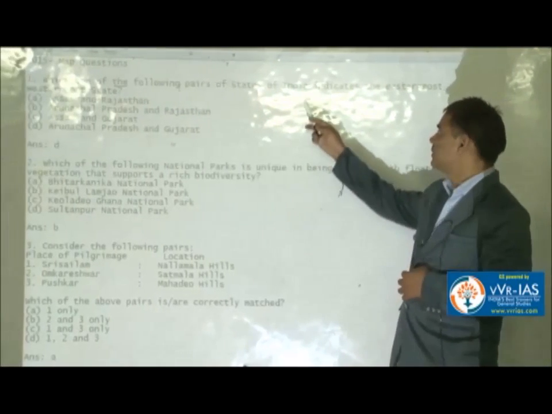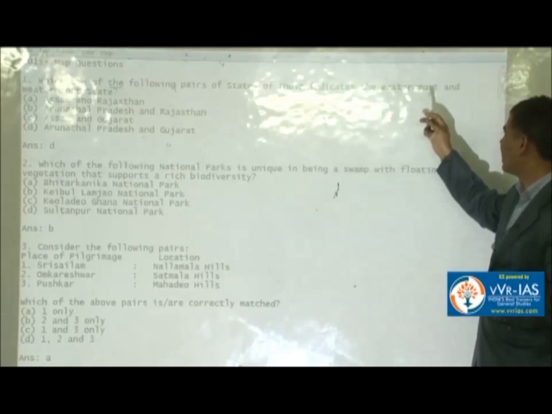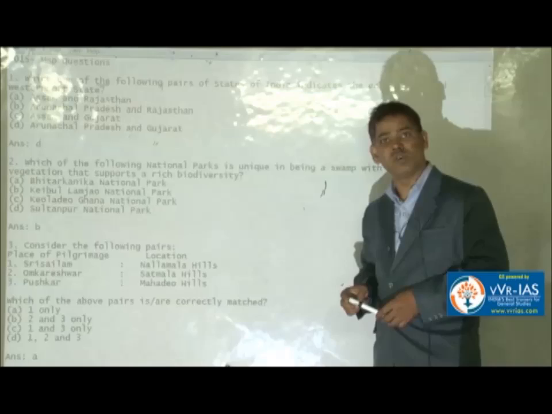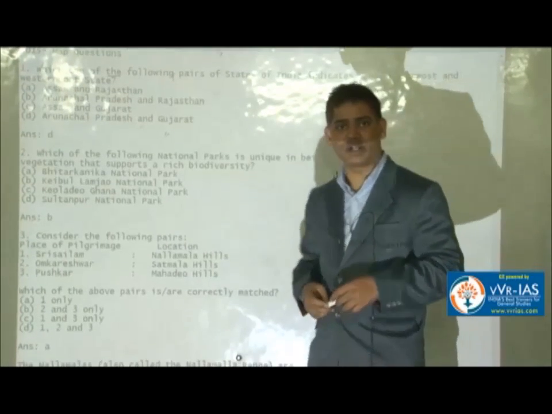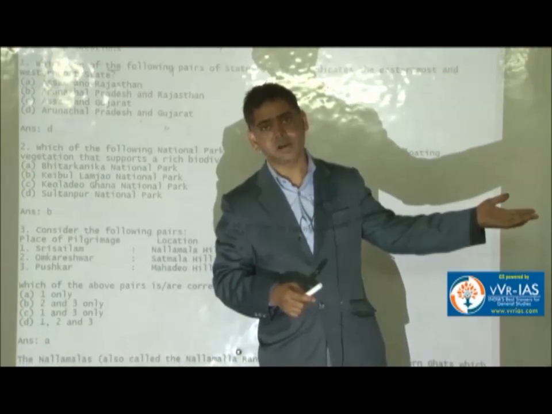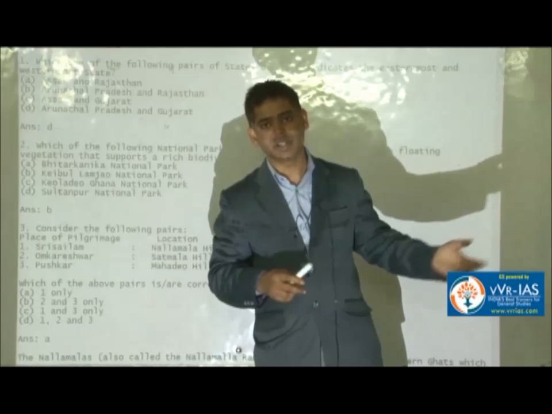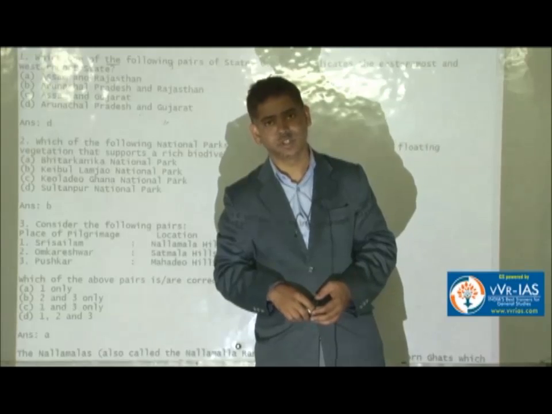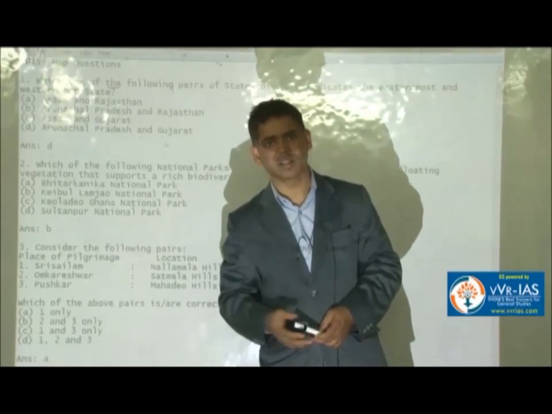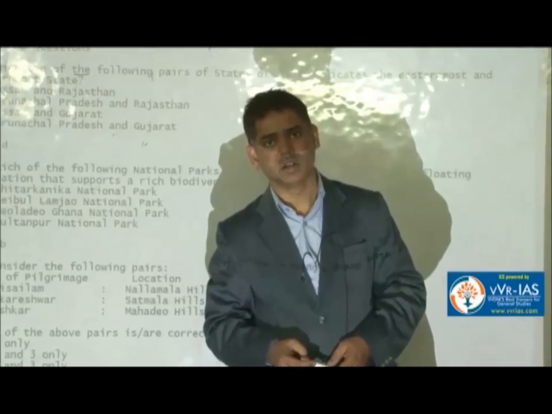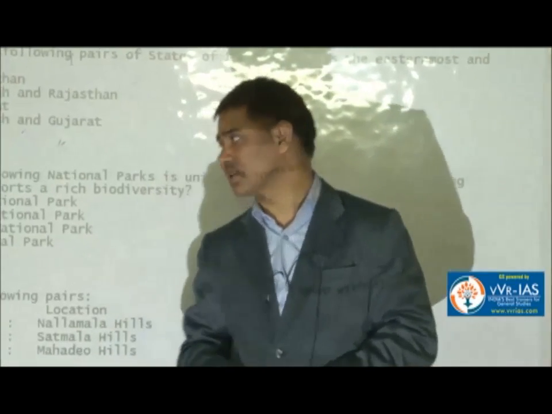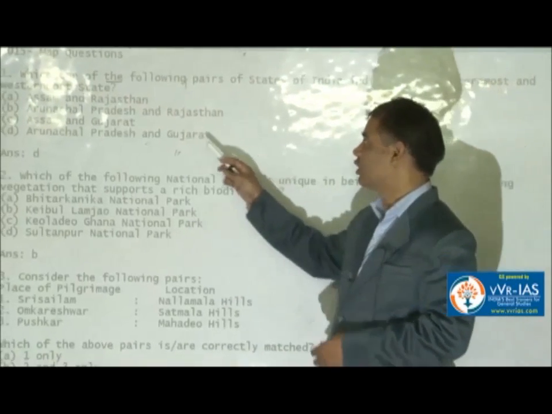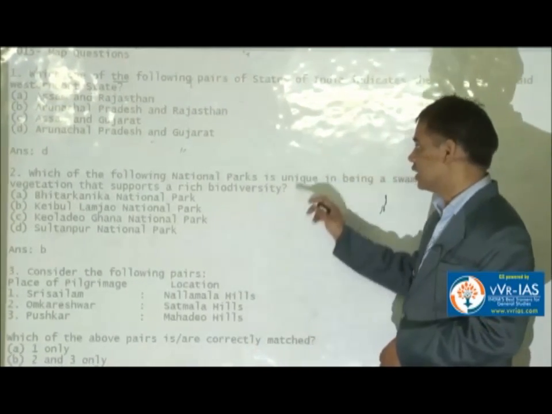They are easy questions. Which of the following pairs of the states of India indicates the easternmost and the westernmost state? You know, Arunachal Pradesh touches the border of Myanmar. It is the easternmost. For the westernmost, you may get doubt between Gujarat and Rajasthan, but it is Gujarat. So here is the option: Arunachal Pradesh, Gujarat. Now see the next question.